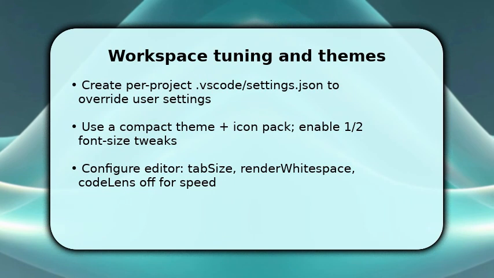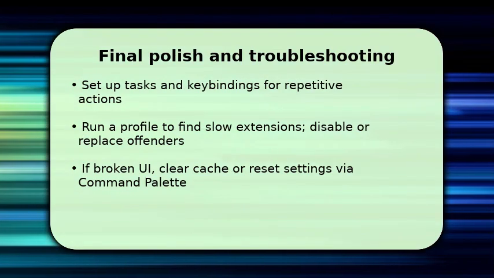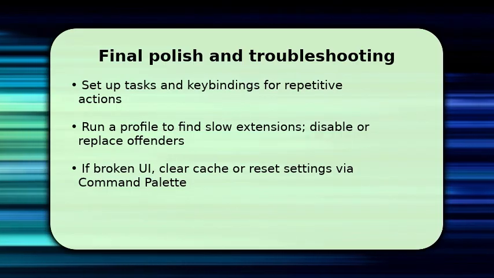interruptions as you work. You finish by automating repetition. Create tasks and custom key bindings so common actions don't create temporary clutter. Then run the built-in performance profile to spot slow extensions. Disable or replace any offenders to restore responsiveness.